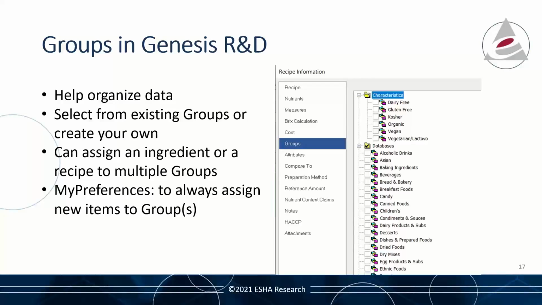In Genesis, we use groups as the term to categorize records. ESHA software includes a list of groups, including characteristics, databases, and food types. You can assign ingredients and recipes to these groups to help filter searches. You can assign a recipe to multiple groups, and you can also create your own groups to help manage your records. Like with versions of your recipes as they make their way through stages of development. And we have a full webinar that discusses groups as a way to organize your files.